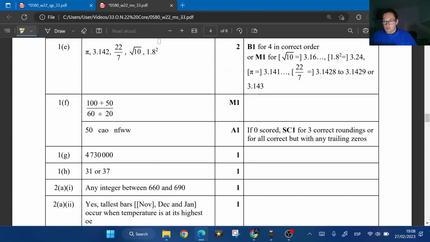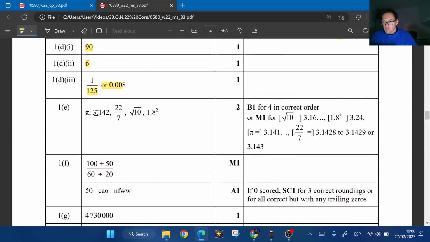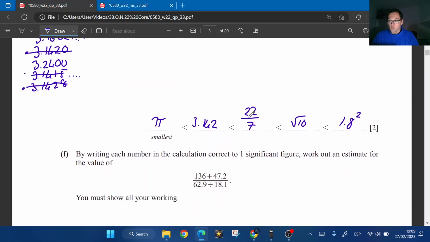Right, let's see what the mark scheme says. Pi, yeah, there they are. Okay, if you got one in the wrong order, you get 1 mark. And you can get 1 mark for having changed them. So even if you get it wrong, you get marks for changing them to decimals. Okay. Sweet.